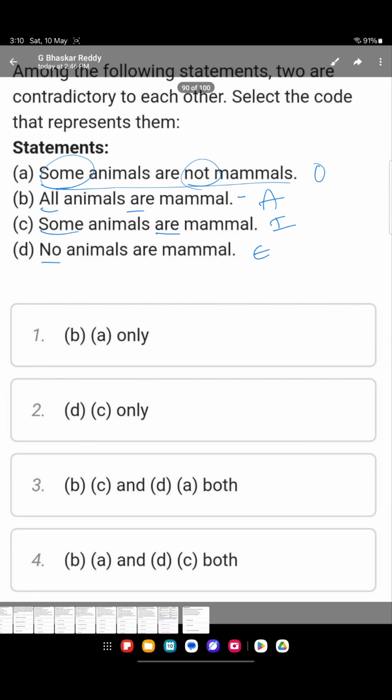And the few other remaining concepts we will see in the next video.